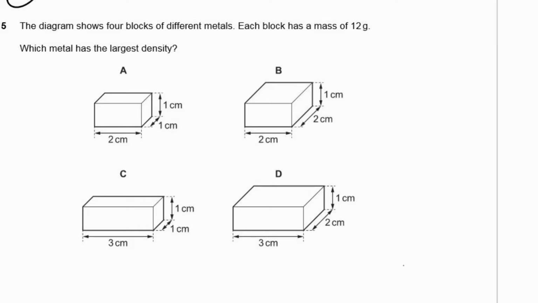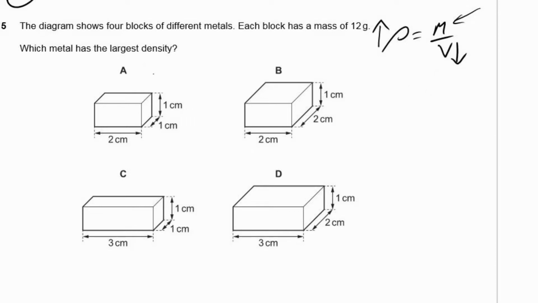5. The diagram shows 4 metal blocks of different metals. Each block has a mass of 12 grams. Which metal has the largest density? Okay, let's look at what we know. We know that density is mass divided by volume. They've all got the same mass. I want to find which one has the biggest density. So I'll be looking for the one which has the smallest volume. So we're going to look through them all and find out which one has the smallest volume.